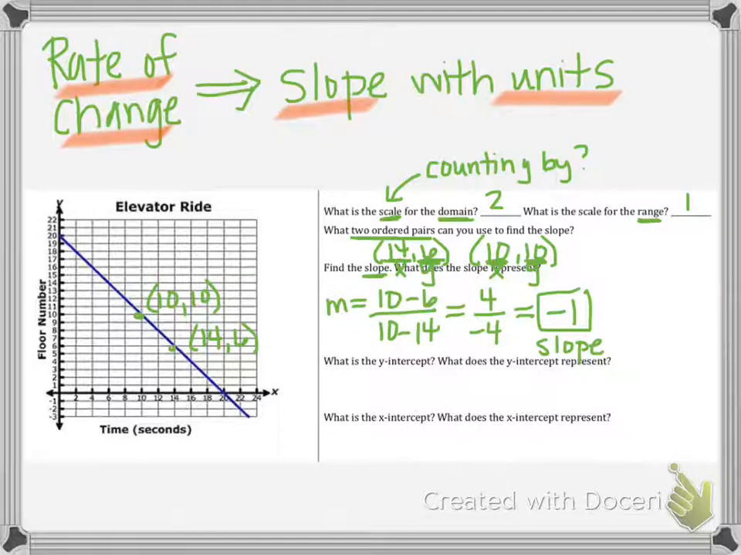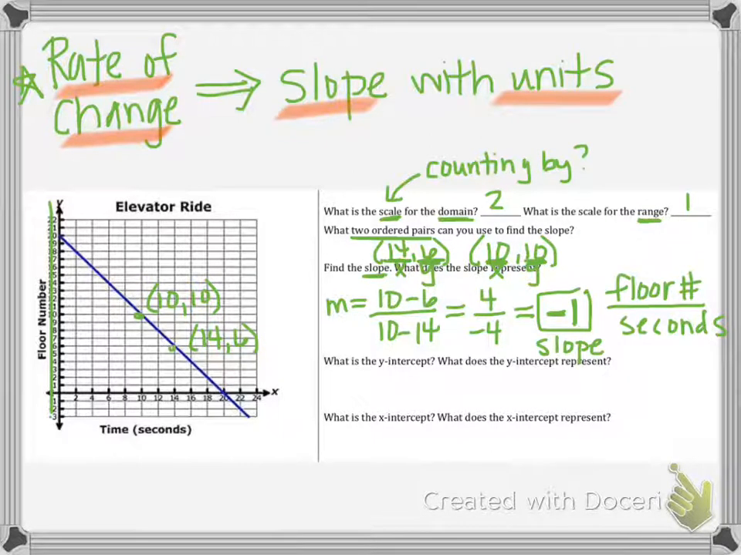Now, I want to consider the units, okay? So the units are really what's going to make it my rate of change. So remember that the change in y is on the top. So the change in my y values, those are my floor numbers. So it's floor numbers on the top part of my fraction over my x values, or my change in x, my run in the bottom, that is my time in seconds. So floor number per seconds. And so what this means for my rate of change, this means that my elevator is going down, that's why we have a negative slope, down one floor per second.